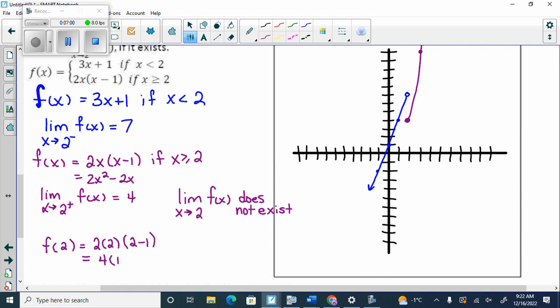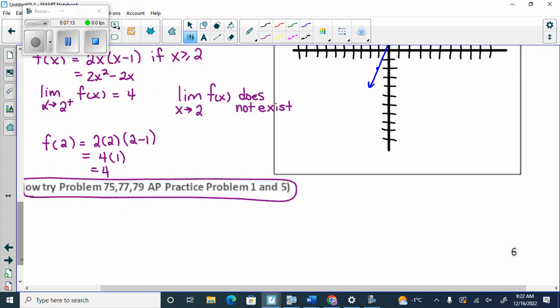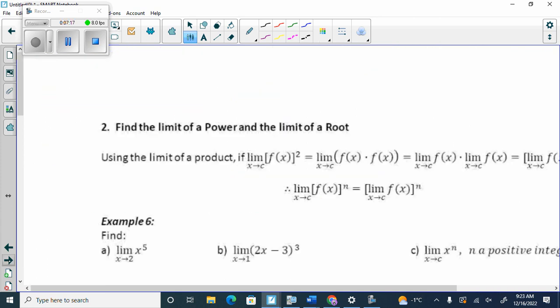4 times 1 is, oh boy. Oh wait, then the next page. All right.